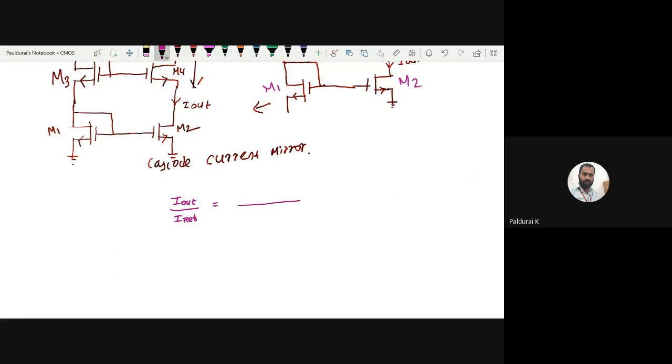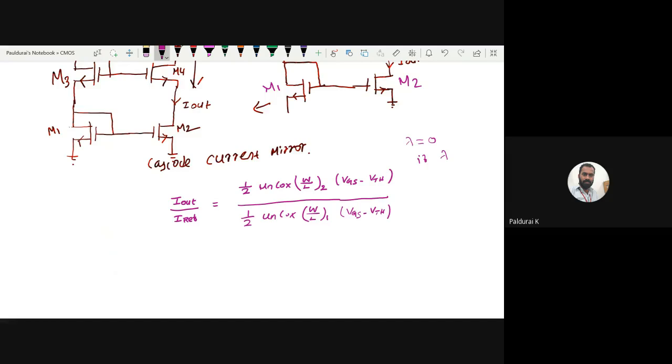If it is biased in saturation region, what is the current? It is mu n Cox W2 by length ratio of the second transistor times VGS minus VTH. VGS2, VTH2 are both equal to VGS1, VTH1. So this is half mu n Cox W by L, the width to length ratio of the first transistor, times VGS minus VTH. Here I didn't include channel length modulation. We assumed lambda equal to 0.